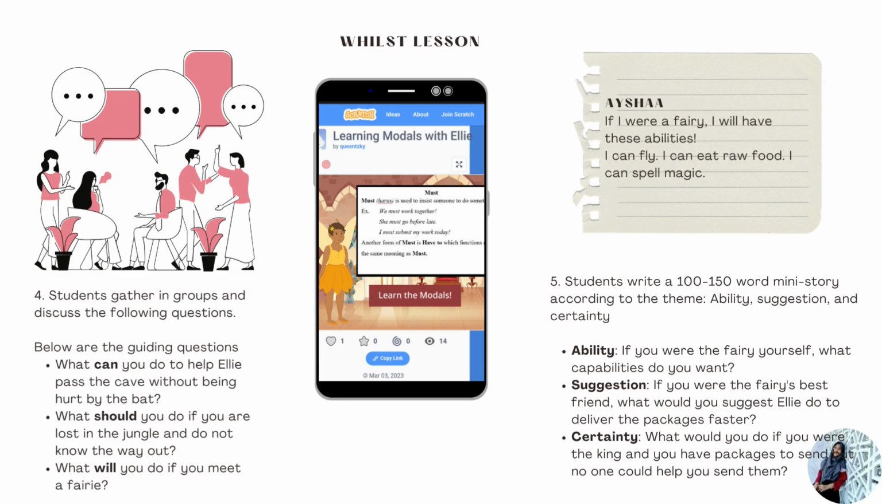And these words function as the guiding words, so that the students can use them in their writings. So to answer question number one, what can you do to help Ellie, they can come up with statements like, oh, I can bring lights because bats hate lights, for example. I can bring a knife maybe to fight the bats, something like that. So there's no right or wrong answer. The only thing to decide whether the answer is correct is their formula or their rules of writing their answers.